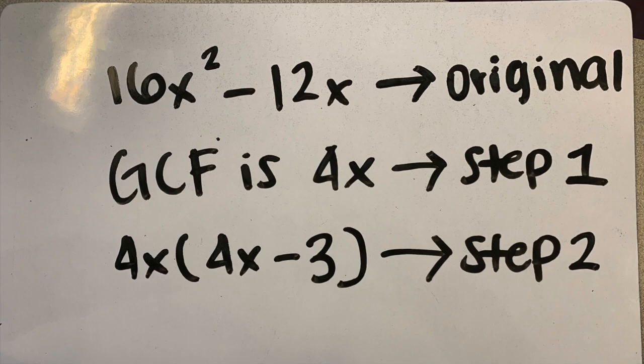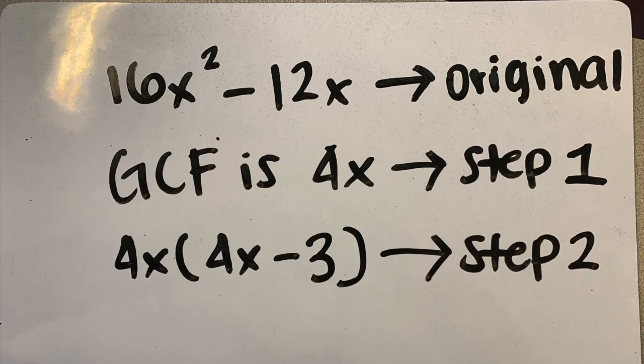Then for step 2, we will place the greatest common factor outside of the parentheses, and inside it we'll leave what is left. In this case, it will be 4x, then we open parentheses, 4x minus 3, and close parentheses.